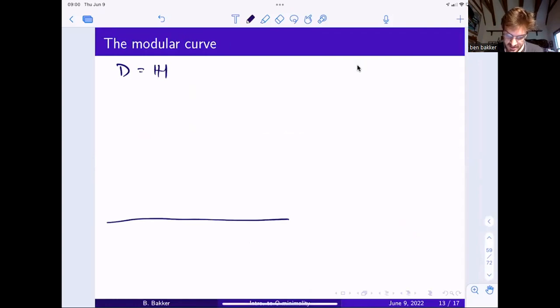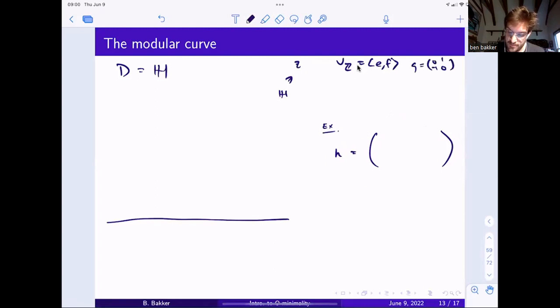I'll draw it like this. Here's the upper half plane. Okay, so for a point Z in the upper half plane, maybe I'll leave this as an exercise. You can compute the Hodge form. Let me back up a little bit. Okay, to a point Z in the upper half plane, we're taking the lattice VZ, which is generated by two vectors E and F. And let's say the quadratic form is the usual symplectic form, okay?